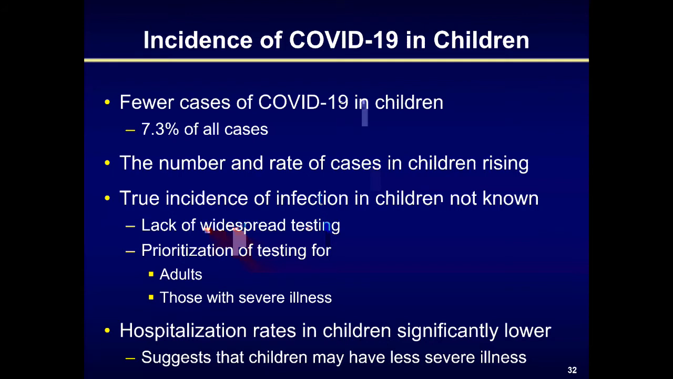But the number and rate of cases in the US has been rising since the summer. We don't know the true incidence in children due to lack of widespread testing and the prioritization of testing for those with more severe illnesses. But we do know that hospitalization rates are significantly lower, and clearly children have less severe disease in general than adults.